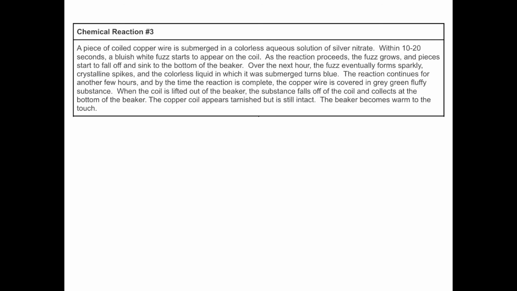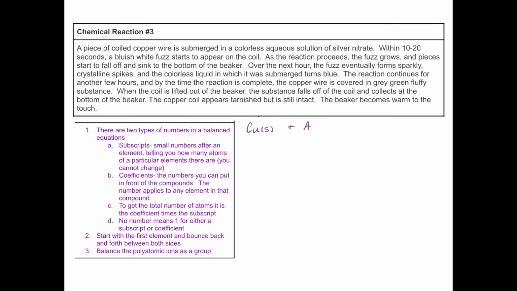We're going to walk through and look at the subscripts and the coefficients. So again, our subscripts are our small numbers. I'm going to circle them. Our coefficients are what go in front, and coefficient times subscript gives me the number of atoms. And just remember, we're going to balance our nitrates together.